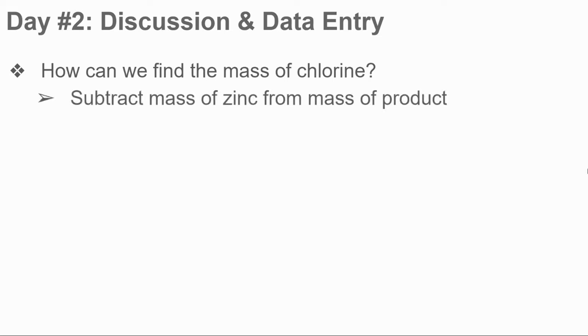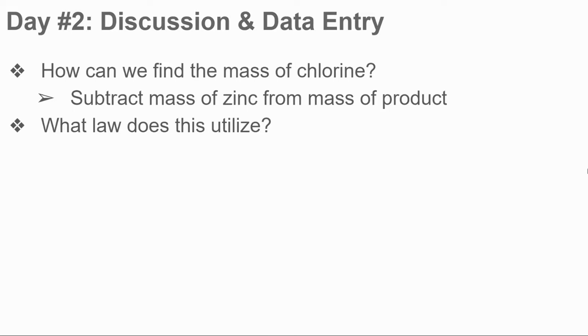So now let's get down to why we're doing this lab. How can we find the mass of the chlorine? You'll know that we measured the mass of the beaker, we measured the mass of the beaker with the zinc in it, so we should be able to get the mass of the zinc, right? Should be pretty easy. Well, then we also weighed our final product. So if we know the mass of the zinc chloride and we know the mass of the zinc, couldn't we get at the mass of the chlorine? Just subtract the mass of the zinc from the mass of the product, and boom, you would have chlorine.